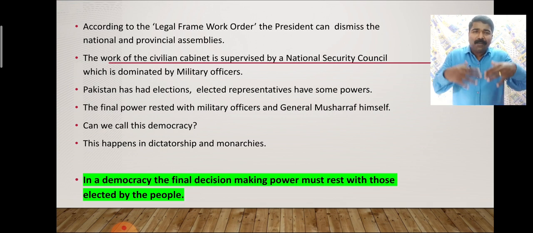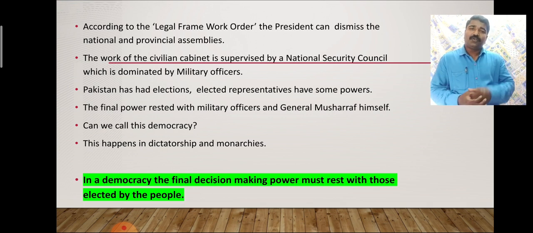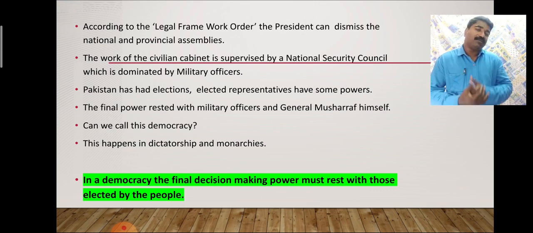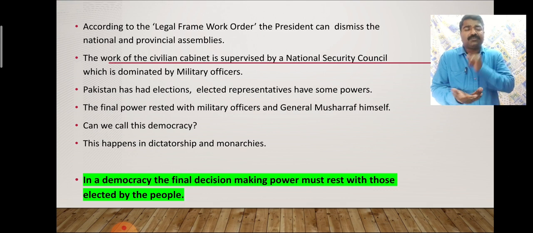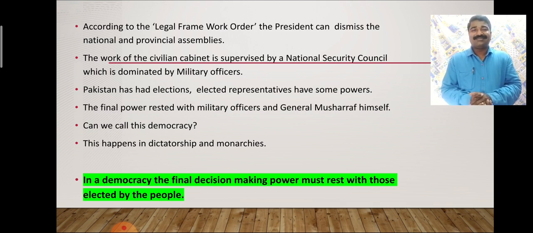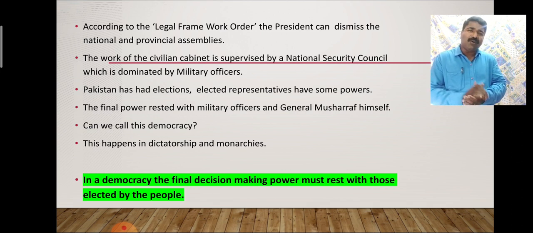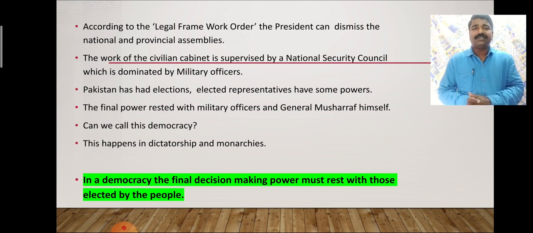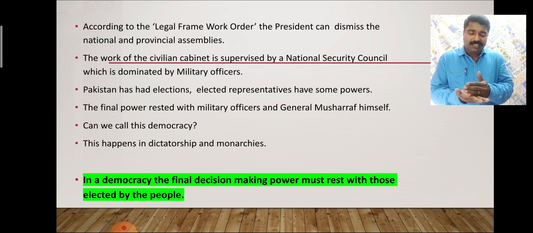There are a number of reasons to call Pervez Musharraf's rule non-democratic, but we take one issue. There is a democratically elected government, but no power. This happens in dictatorships and monarchies. We cannot call this a democracy. Only an elected government is not enough. We need a democratic government.